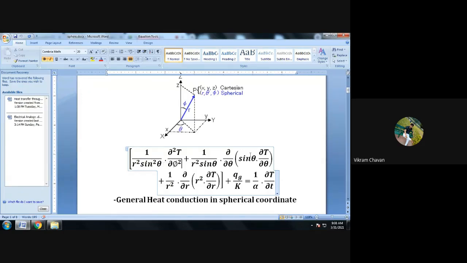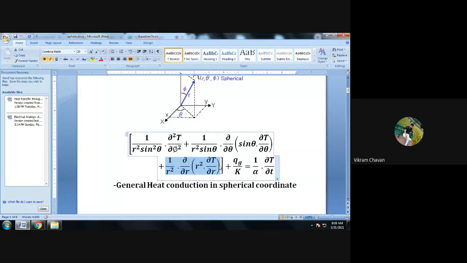So once you neglect these two quantities, only one part of this particular coordinate system will remain: 1 upon r square multiplied by the partial differential of r square multiplied by ∂T/∂r with respect to r. So that part only remains, and the remaining part as it is.